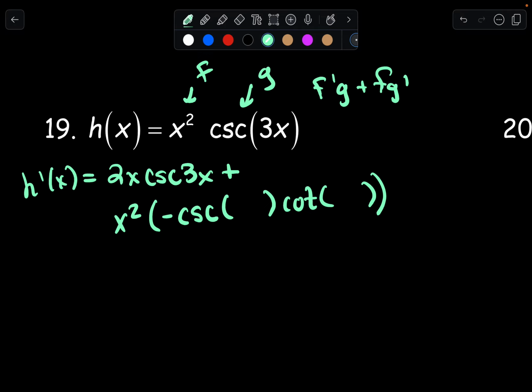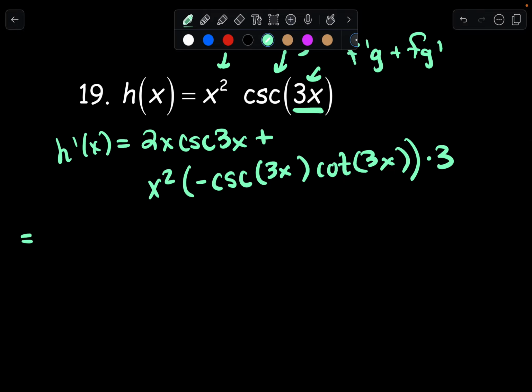But what is x in this case? I guess x is a bad term to use, but the input. What's the input? 3x. So whatever the input is from the original function, that stays as the input when we differentiate and expand it, okay? Now the chain rule, we will now take the derivative of the inner function, which is 3x, so we'll do times 3.